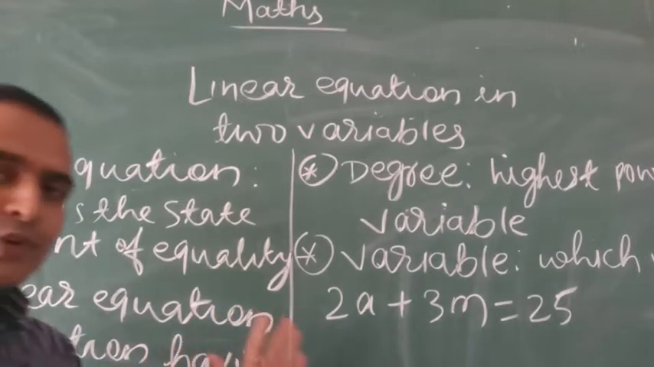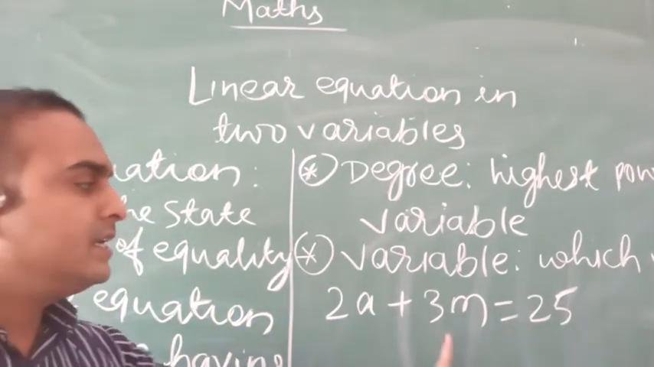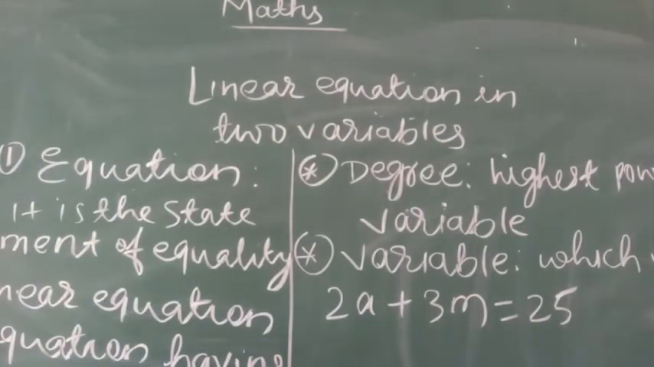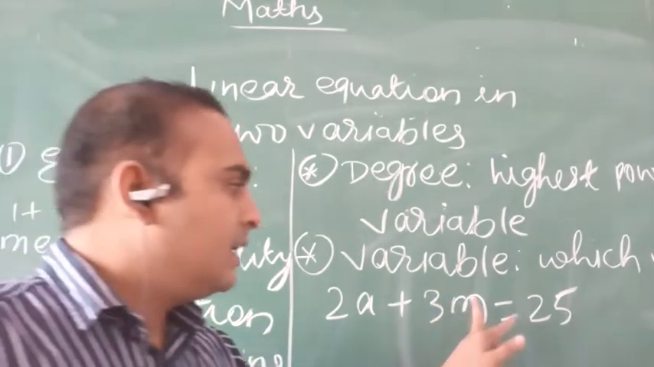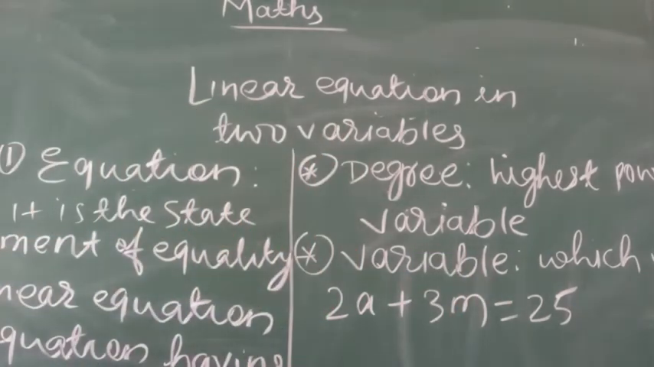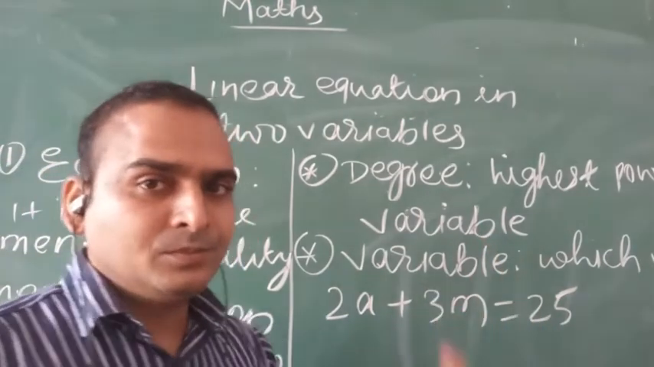And what type of equation is it? It is a linear equation in two variables. Here the variables are apples and mangoes, and the constants are 2, 3 and 25.